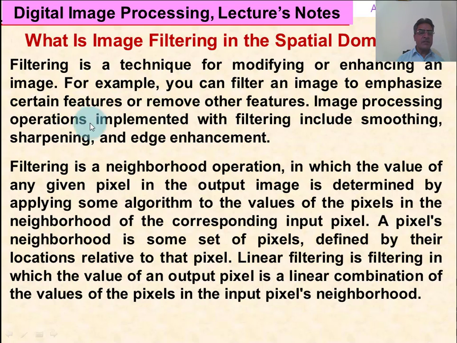Image processing operations implemented with filtering include smoothing, sharpening, and edge enhancement. These are a few enhancement techniques which we use through filtering. Filtering is a neighborhood operation in which the value of any given pixel in the output image is determined by applying some algorithm to the values of the pixels in the neighborhood of the corresponding input pixel.